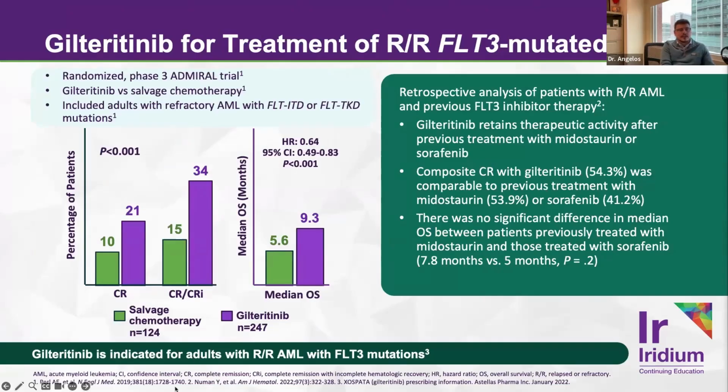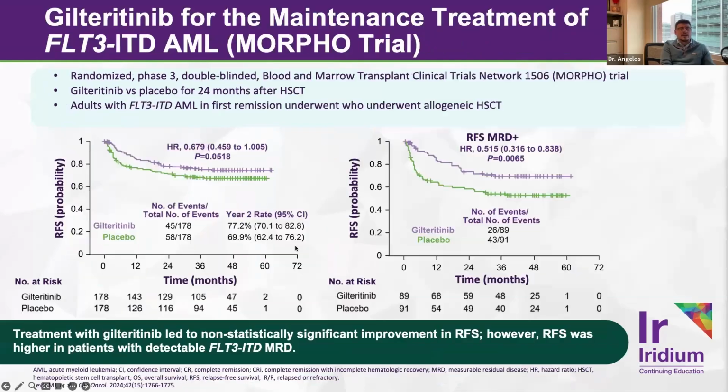This was the phase 3 study run by Sasha Perl that looked at single agent gilteritinib versus salvage chemotherapy in the relapsed refractory setting. And as you can see here, there was an increased number of individuals that were able to get into a CR as compared to high intensity chemotherapy. And this correlated here with a statistically significant improvement in the median overall survival on the order of about 9 months. We now use gilteritinib also in the post-transplant setting.